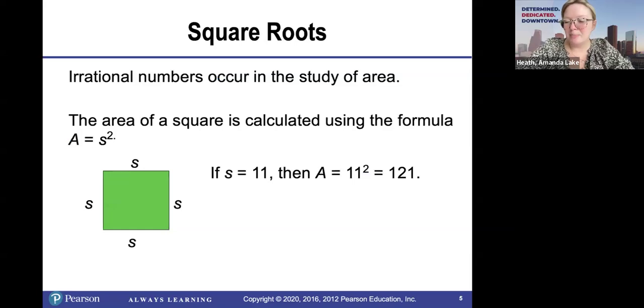Square roots are one example of where we see irrational numbers show up a lot, but a square root is derived from the area of a square. So the area of a square is calculated by taking s, the side length of a square, and multiplying it by itself. So s times s is s squared. So the area of a square with a side of 11 would have area 121.